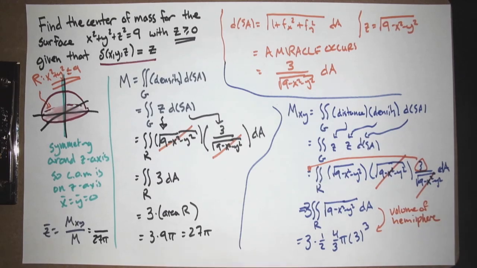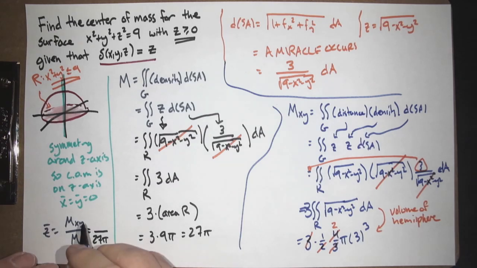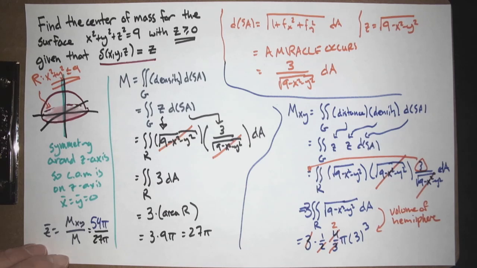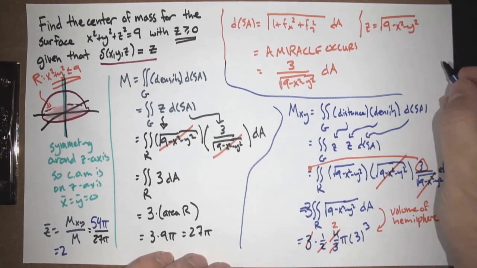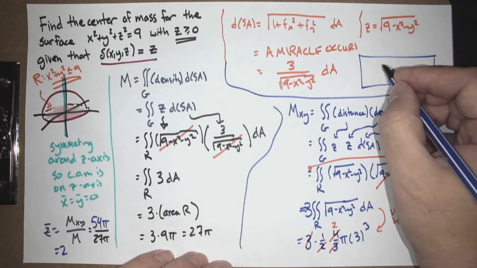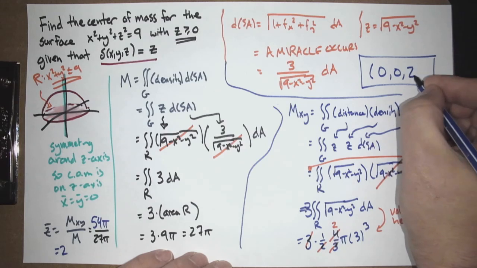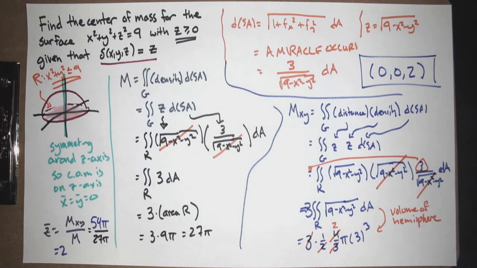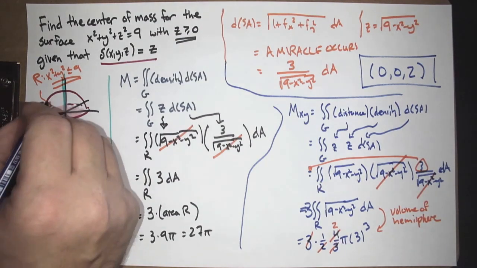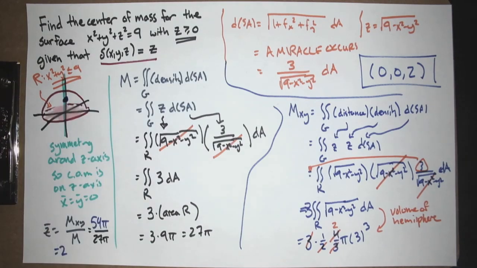Okay, well, can we simplify anything? We can cancel some 3's. We can put that 2 in. So what do we get? 54 pi. So what's z bar? 2. So, since this is the only real space left, our answer is (0, 0, 2). So we're 2/3 up. Does that seem reasonable?